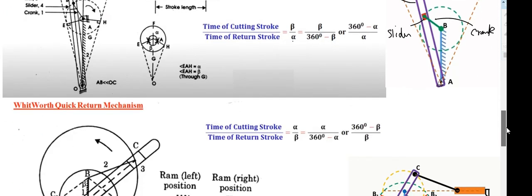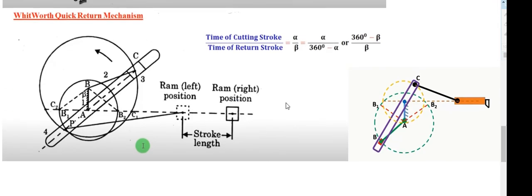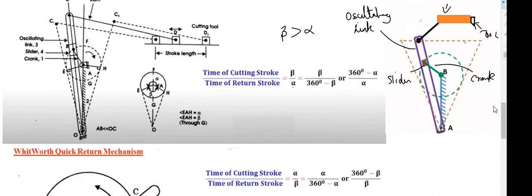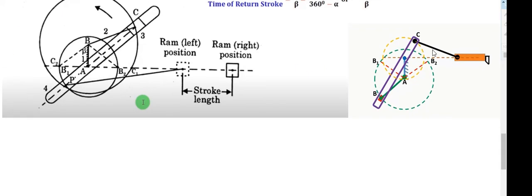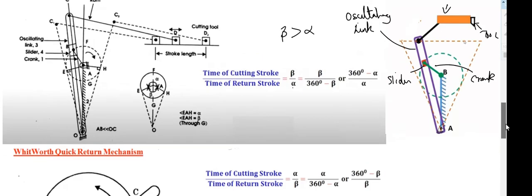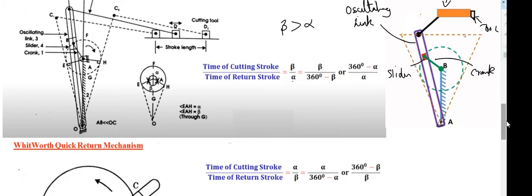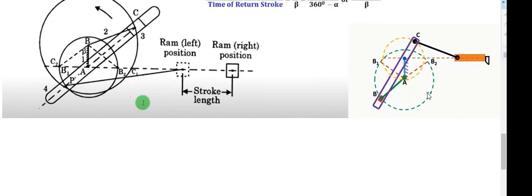Now we will see what a Whitworth quick return mechanism is, which is also a quick return mechanism derived from the slider crank chain. Here is a basic view of the quick return mechanism. Instead of the crank and slotted lever, where the motion happens vertically, here the ram position is changed. You see the difference between the two. This is crank and slotted lever, and this is the Whitworth quick return mechanism.